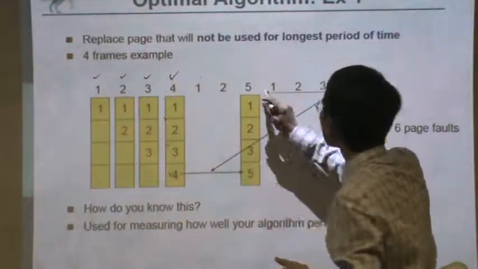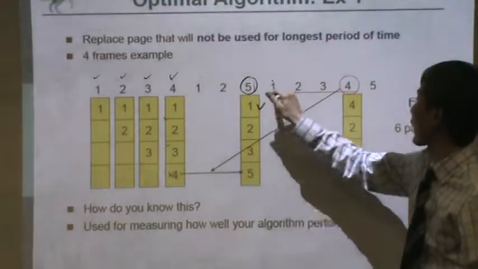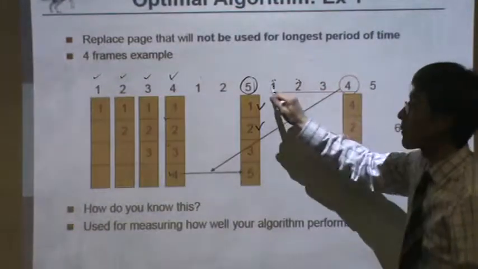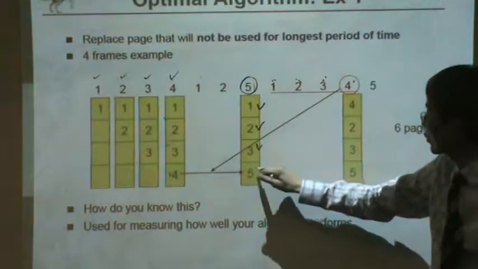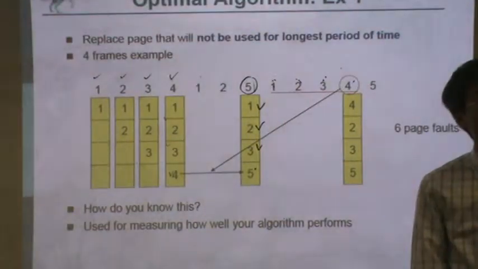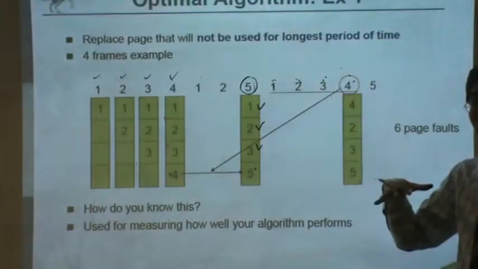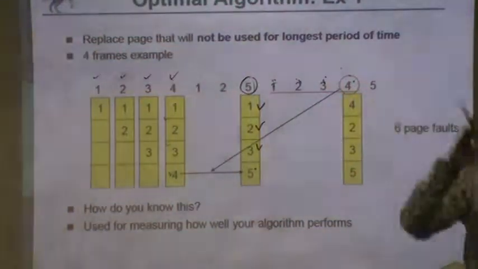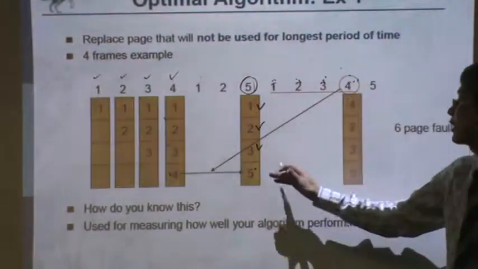Then take a look at the future. This time, 1 will be used just next. 2 will be used 2 time slots later. 3 will be used 3 time slots later. 4 will be used 4 time slots later. What will be the victim page in this case? 4. We'd like to keep this one, this one, this one. Then this is the last one to be referenced, so this is the victim page.